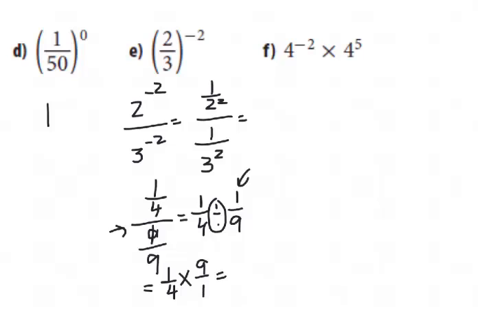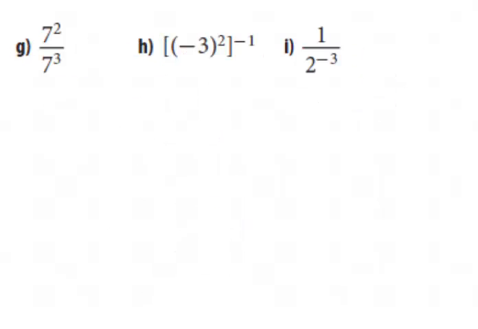When you multiply fractions, you multiply numerators, so 1 times 9 is 9, 4 times 1 is 4. So the answer is 9 over 4. The next one is 4 exponent negative 2 times 4 exponent 5. Since it's multiplication and the base is the same, I'm just going to add the exponents. This is the same as 4 exponent 3. And if you evaluate it using your calculator, 4 exponent 3 is 64.